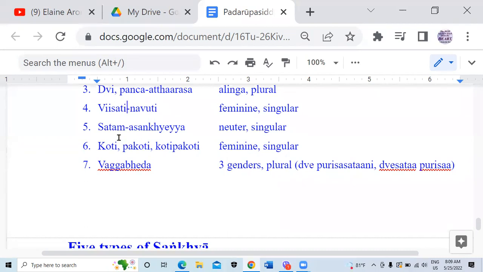So Sata to Asankhya, neuter gender, singular, they are declined in the same way. Okay, Sata, singular, like Cittam. Okay, Sataṃ, satena, satassa, like this. Okay, satassa, satasmā, satasmiṃ. Asankhya also like this. Sahassa, dasasahassa, satasahassa, etc., declined as Cittam, singular. And then Koti, Pakoti, also neuter gender, singular. They are declined like Rati, singular. Like Koti, and then Kotiyā.